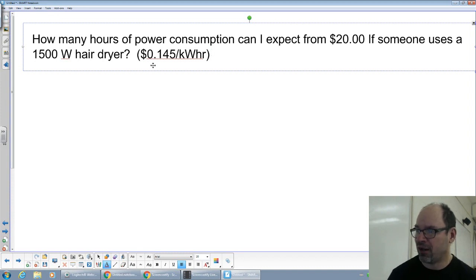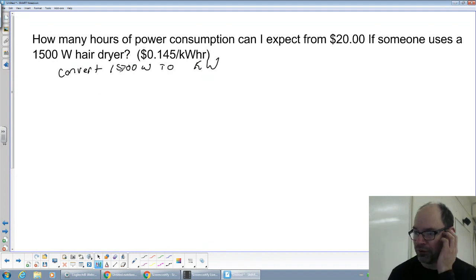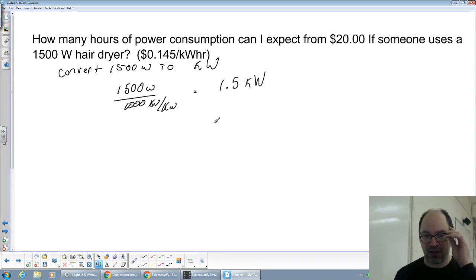Okay, so step one: how many kilowatts is 1,500 watts? So convert 1,500 watts to kilowatts. So we're dividing by 1,000. So that'd be 1,500 divided by 1,000, and we get 1.5 kilowatts.